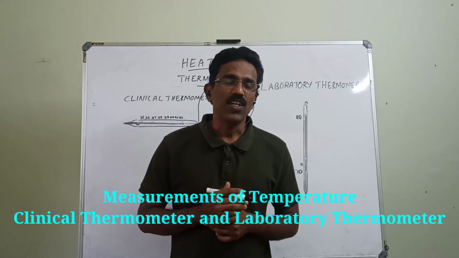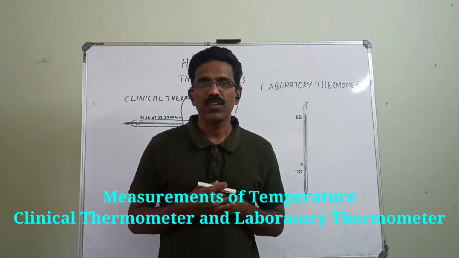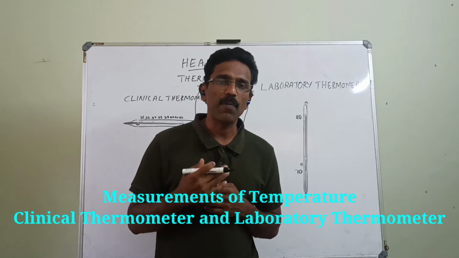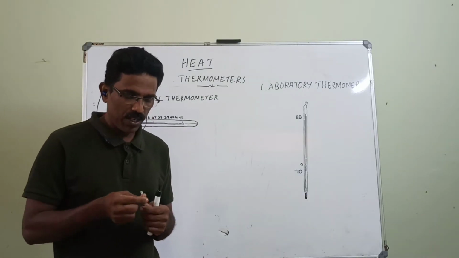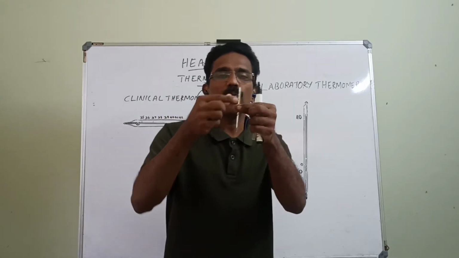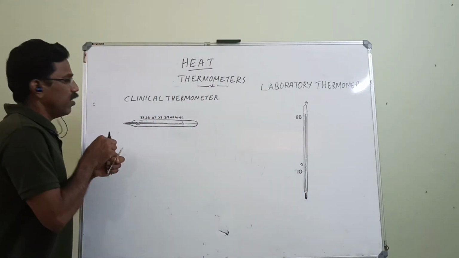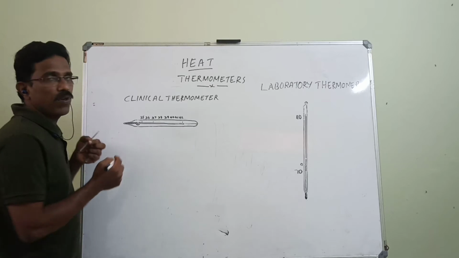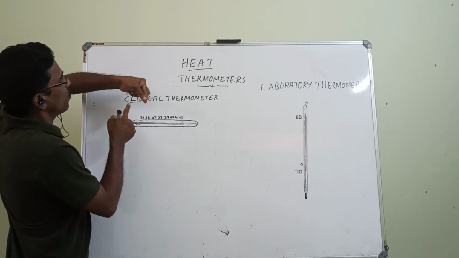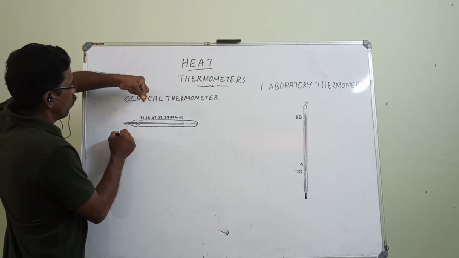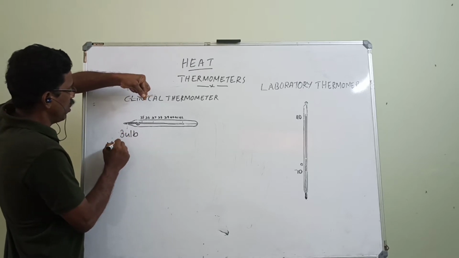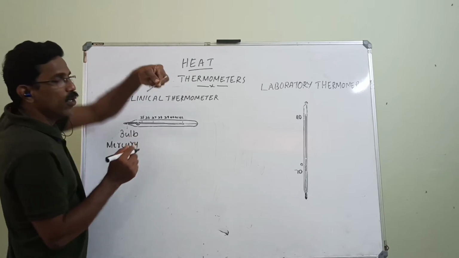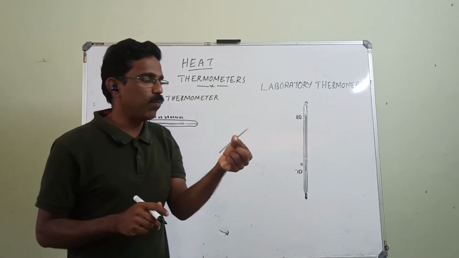There are different types of thermometers which are used to measure temperature. First we can discuss the clinical thermometer. You can see a clinical thermometer here. The peculiarity of a clinical thermometer is that you can see a bulb here, the thermometer bulb, and this bulb is filled with mercury. Mercury is used in a clinical thermometer.